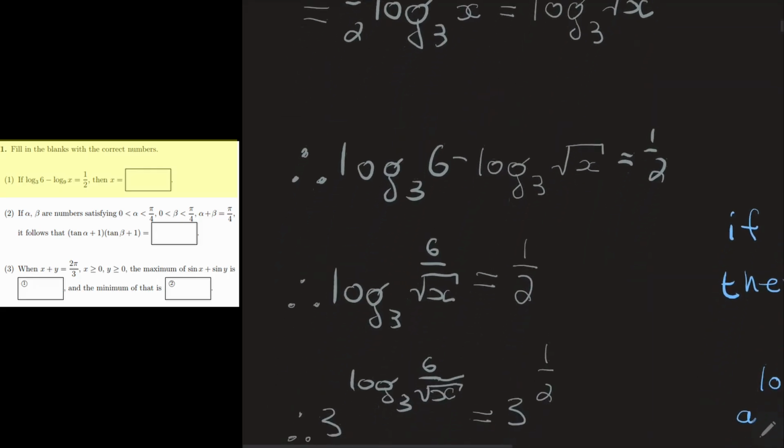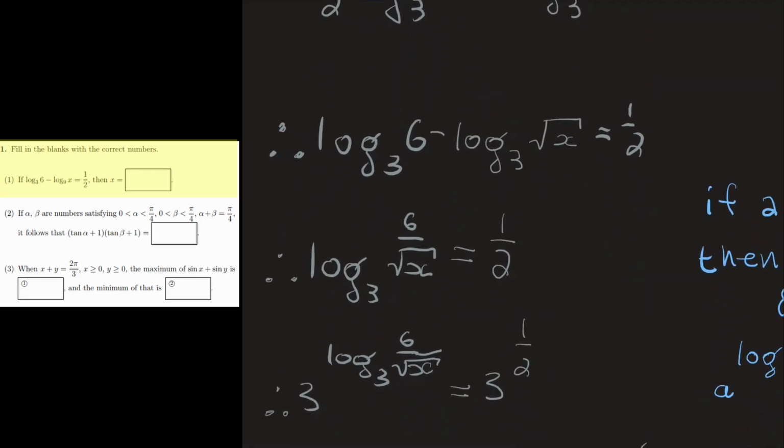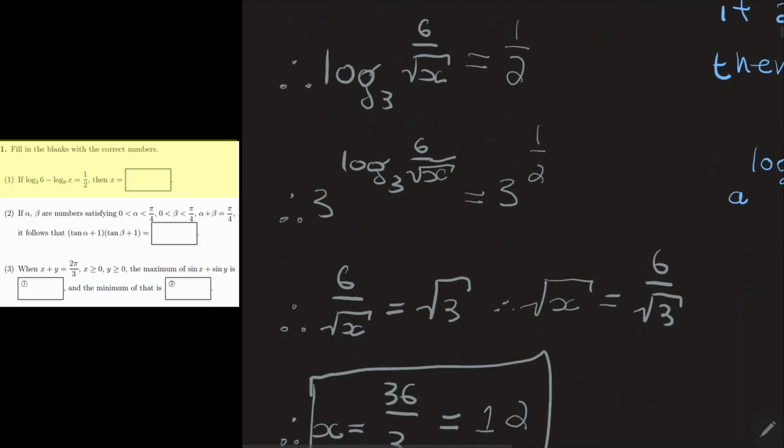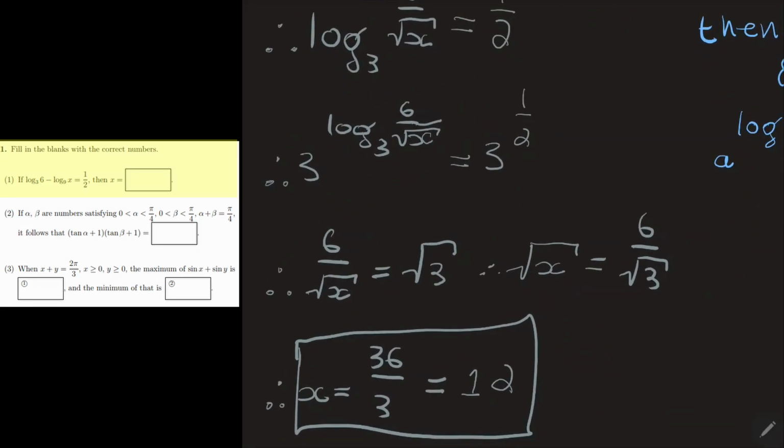And then if we make both sides 3 to the power of our terms, then we can get rid of the log on the left side, and the right side becomes the square root of 3. So if we rearrange for the square root of x, and then we square both sides, we get that x is equal to 36 over 3, equal to 12, and that is the answer to this question.